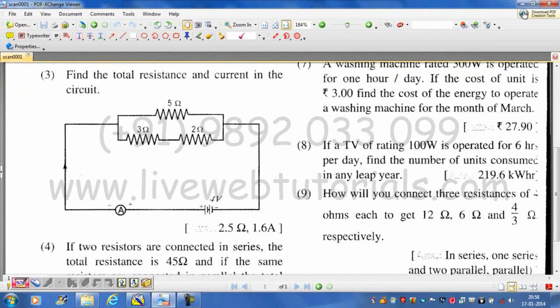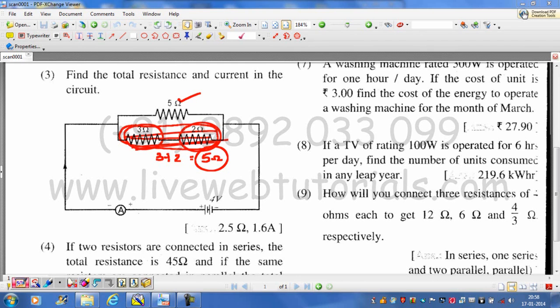Now sum number 3. Find the total resistance and the current in the circuit. Now see, here we are having the resistance of 5 ohms. These 3 ohms and 2 ohms are in series. They are one after the other. So I can directly add them. This will become 3 plus 2. So this is also going to become 5 ohms. Okay, instead of 3 ohm resistance and 2 ohm resistance, I can replace it with one resistance which is having how much value? 5 ohms, because 3 plus 2 is 5 and they are in series.